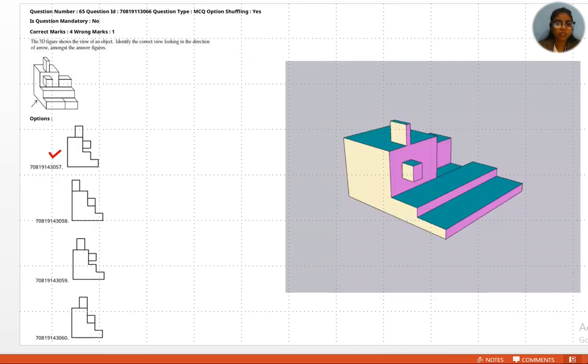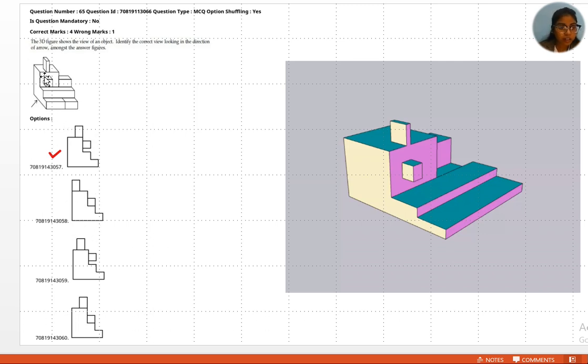The next question is, here also the 3D figure shows the view of an object. Identify the correct view looking in the direction of the arrow among the answer figures. You have been given a view of an object, and the direction of an arrow has also been given. First of all, the basic thing you can do is find this profile, because the first and nearest part you will see is this staircase profile part.